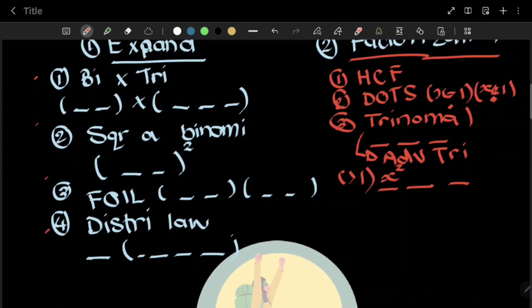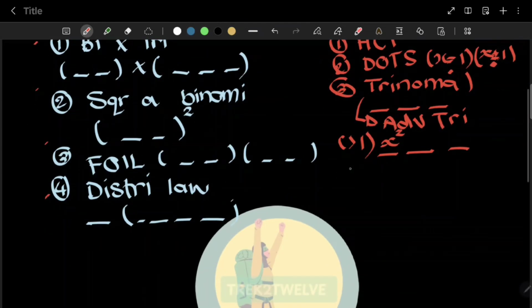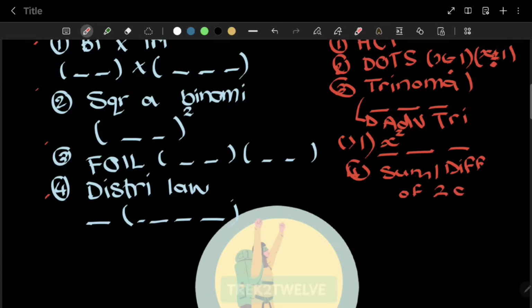And then the fourth one is what we call the sum or difference of 2 cubes. So this is when we have, for example, x to the power of 3 minus 1. So this is an example. Or x cubed plus 1, when we have something like that.